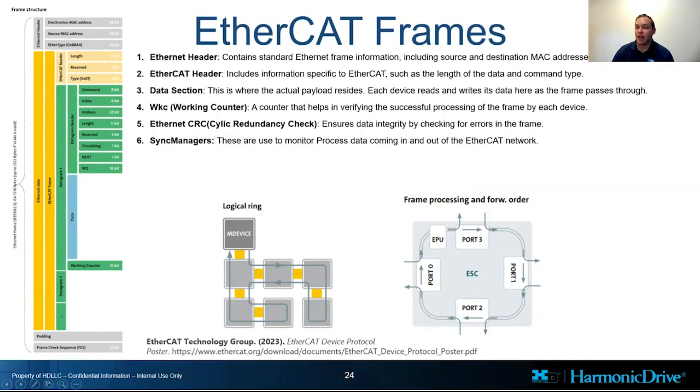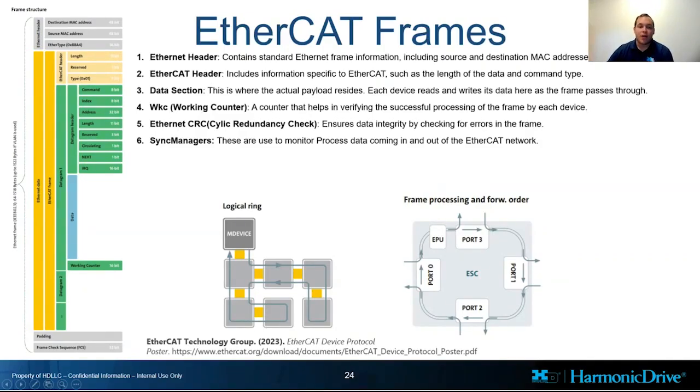Another important element of this is the working counter. Every time an actuator or a device on the node has successfully read the frame or written to the frame, it iterates the working counter. This is kind of similar to having a checksum when your system is communicating to make sure that information has been passed through. The last one we have is an Ethernet CRC, cyclic redundancy check. This makes sure there's no errors inside of the frame. And one other important portion that's specific to EtherCAT is sync managers. These essentially monitor mailboxes and process data in your network.